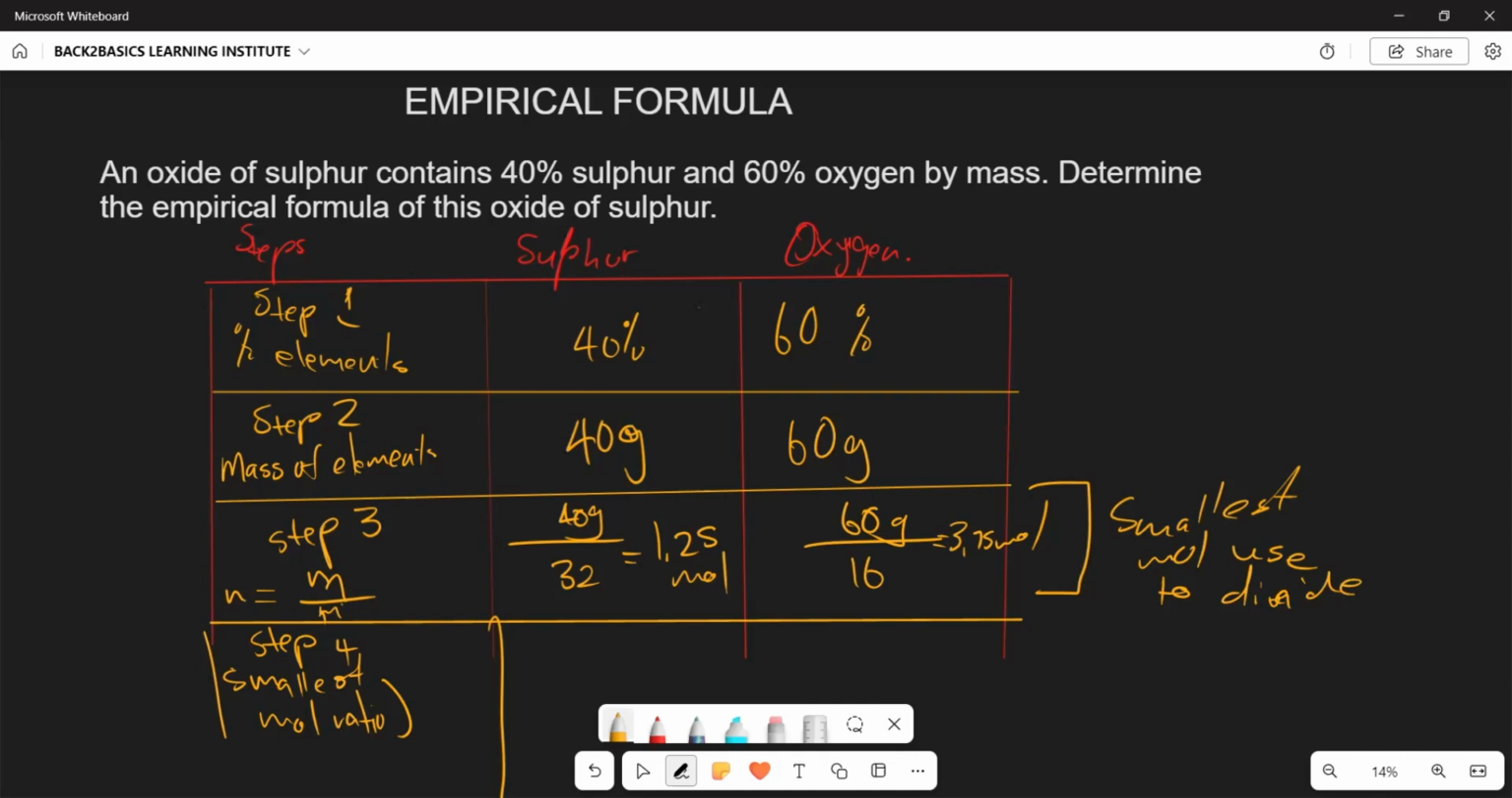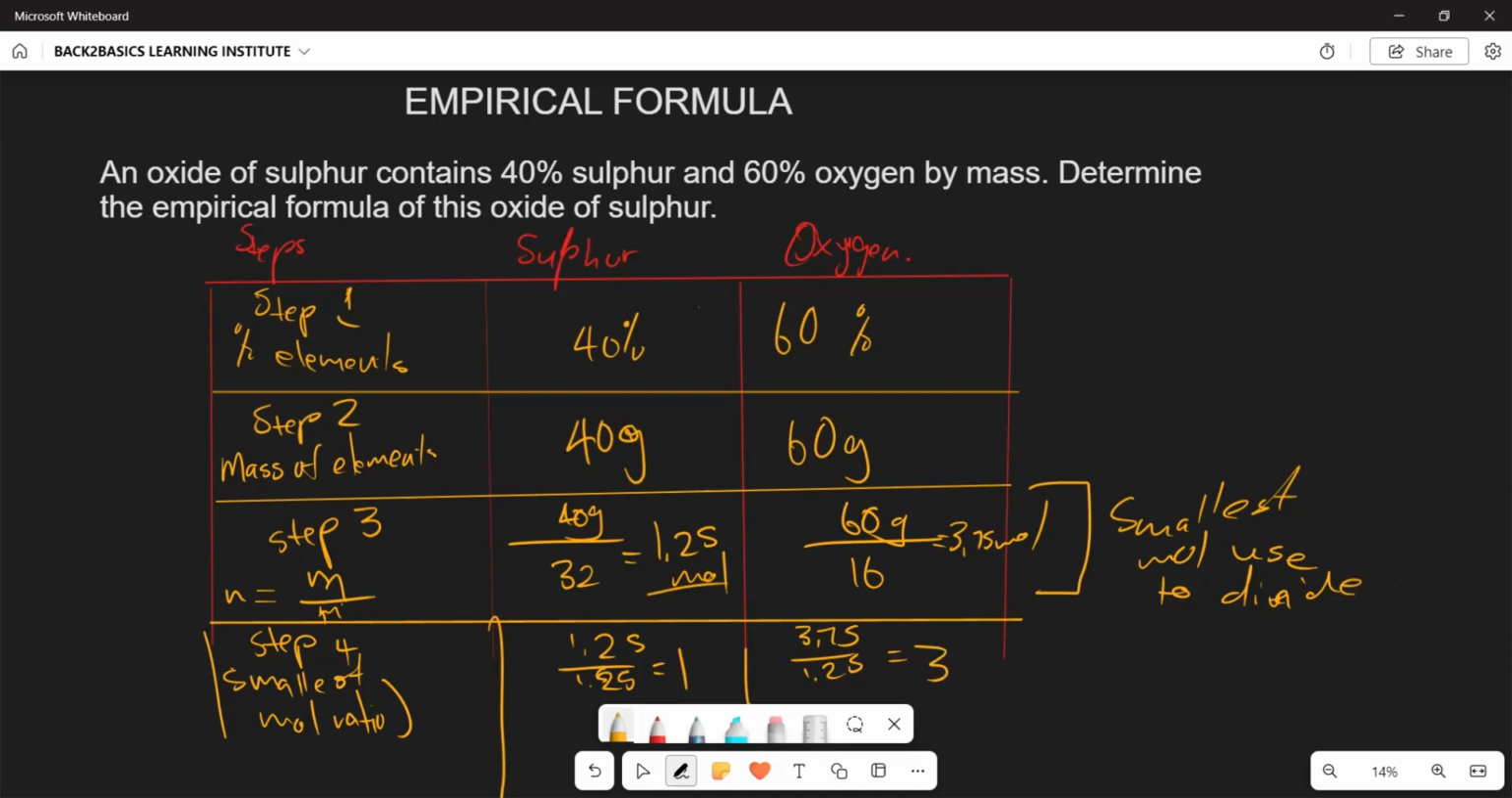So let's come here between 1,25 mole and 3,75. Which one is the smallest mole? Basically, it's going to be the 1,25, right? So you're going to say 1,25 divided by 1,25. And what are you going to have there as ratio? This is going to be 1. Then you come back here, you have 3,75. You divide it by 1,25. And what are you then going to have here as your ratio? This is going to be 3.